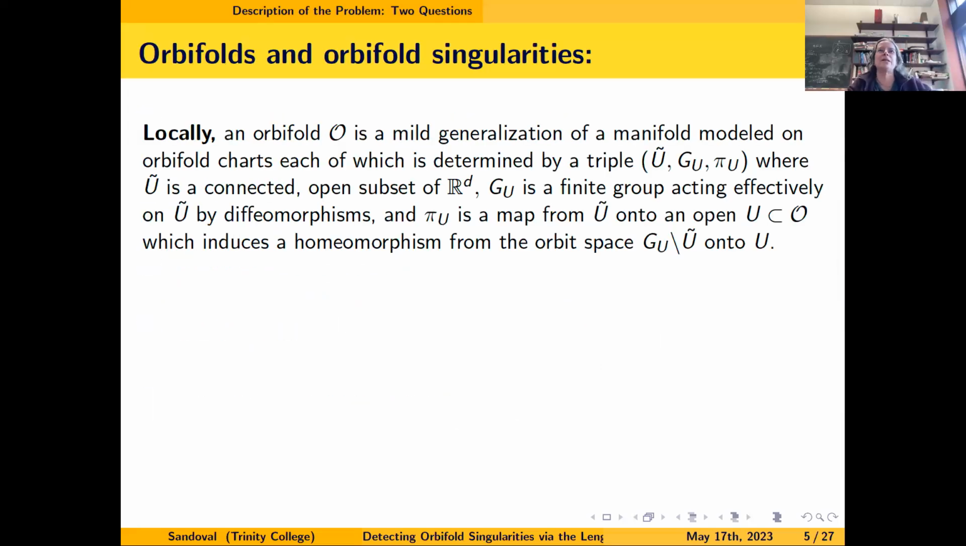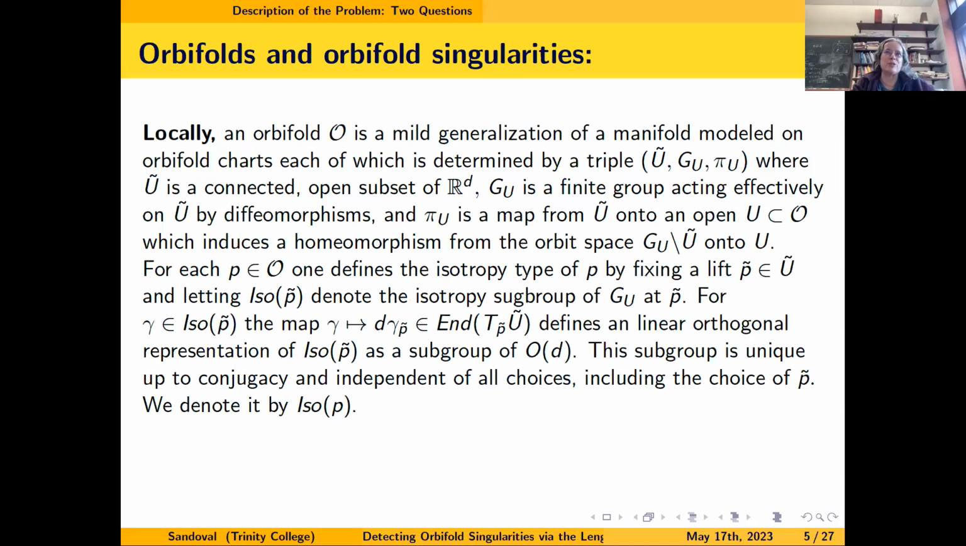Background: what do we mean here by an orbifold and its singularities? It's exactly what you expect if you've seen orbifolds before. Locally, an orbifold is just a mild generalization of a manifold modeled on orbifold charts, each of which is determined by a triple (Ũ, G_U, π_U), where Ũ is a connected open subset of d-dimensional Euclidean space, G_U is a finite group acting effectively on Ũ by diffeomorphisms, and π_U is a map from this connected open subset onto an open subset in the orbifold that induces a homeomorphism in the usual way.